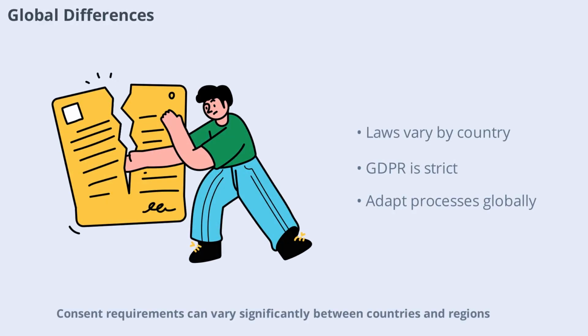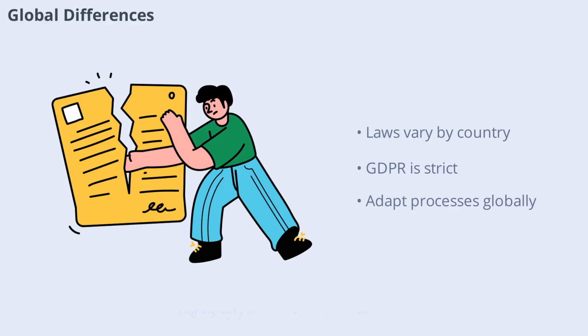Consent requirements can vary significantly between countries and regions. For example, the GDPR in Europe is stricter than some other frameworks. Organizations operating internationally must understand and comply with all relevant laws, adapting their consent processes as needed for each jurisdiction.